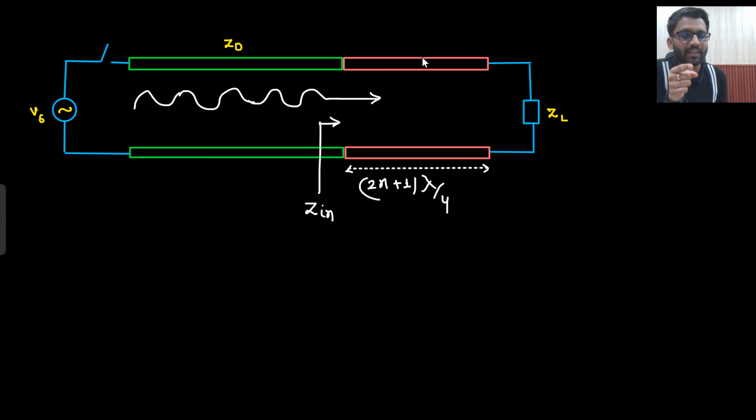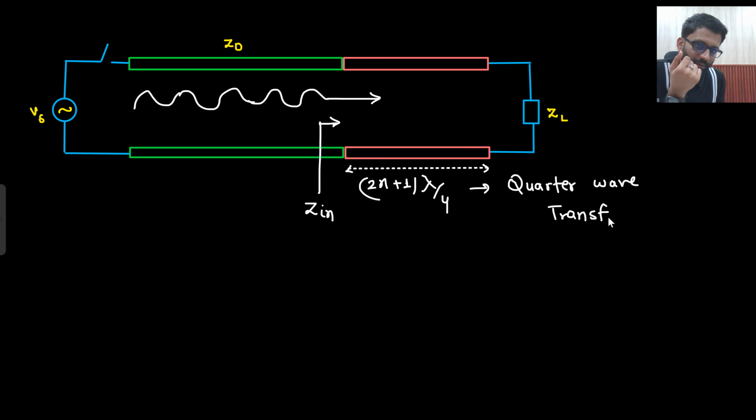This line is known as a quarter wave transformer. What is it known as? Quarter wave transformer. So in between we introduce a QWT. By introducing the QWT, what is the target? The target is to make Z in equal to Z naught.